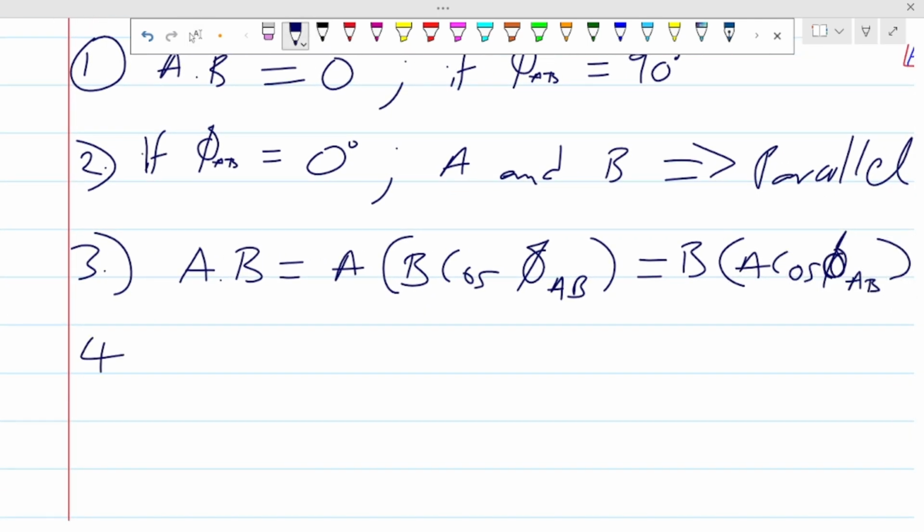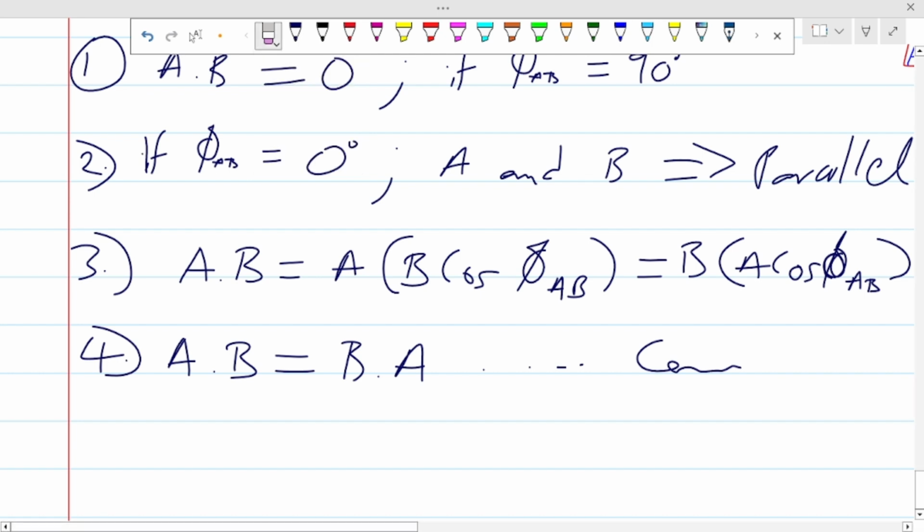Then for the fourth property is that the scalar product or dot product is commutative and distributive. So what we mean is this: A dot B can be written as B dot A. So this is commutative. Okay, commutative.